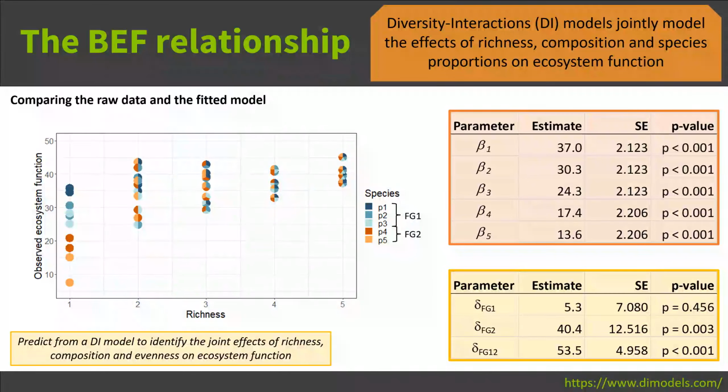However, there's more to understanding the output of a diversity interactions model than just examining the coefficients. We can predict from the model to understand the joint effects of richness, composition, and species proportions on ecosystem function.